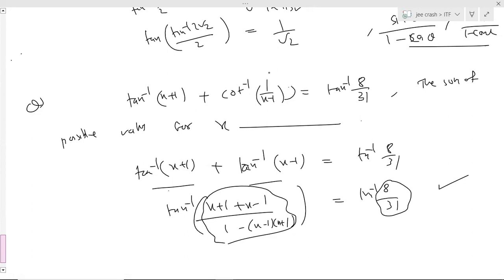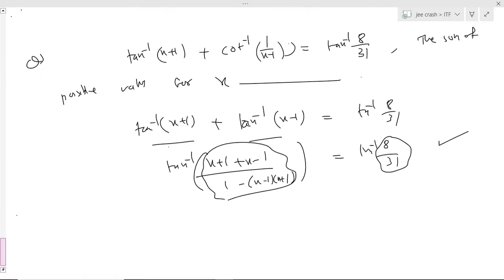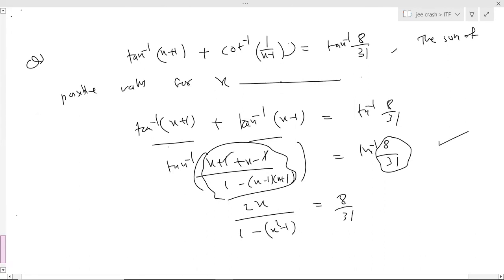All right. So I believe you guys can solve this. Or do you want me to solve this? Sir, could you please solve it? All right. So minus 1 plus 1 is cancelled. 2x upon 1 minus (x square minus 1) equals 8 upon 31.